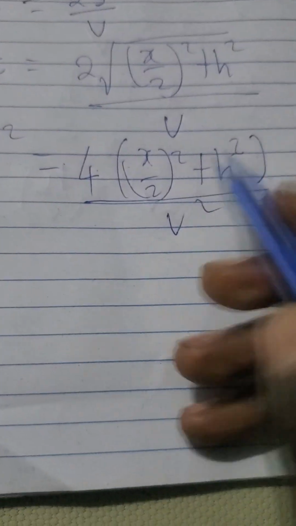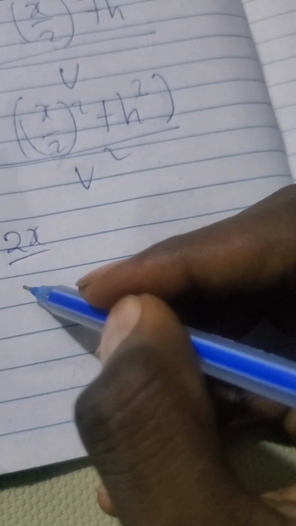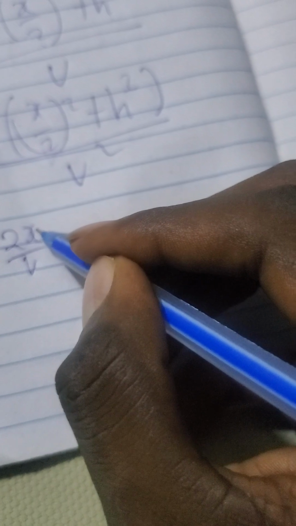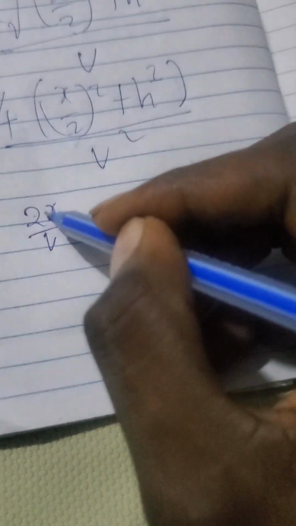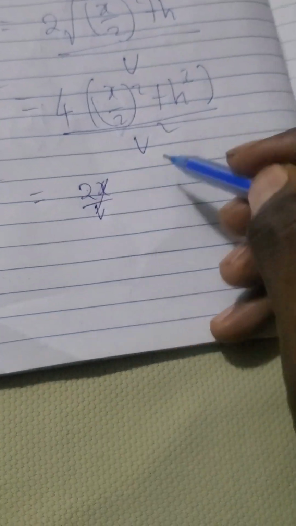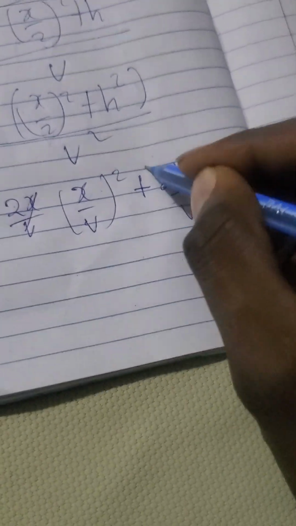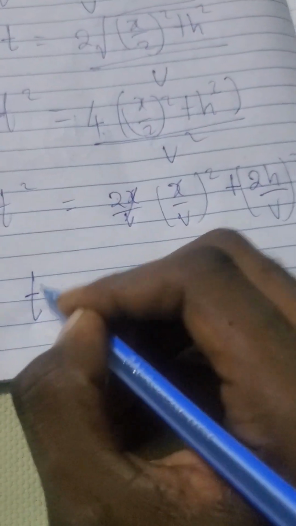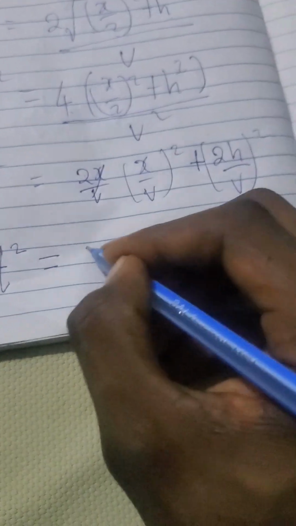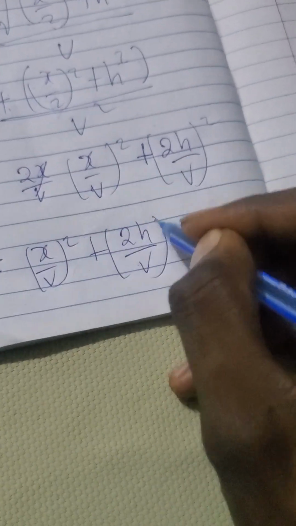And of course, if we open these brackets, the 4 will cancel with the 4, and you will have x over v squared plus 4h squared over v squared, and therefore the equation for the travel time will be t squared is equal to x over v squared plus 2h over v squared.